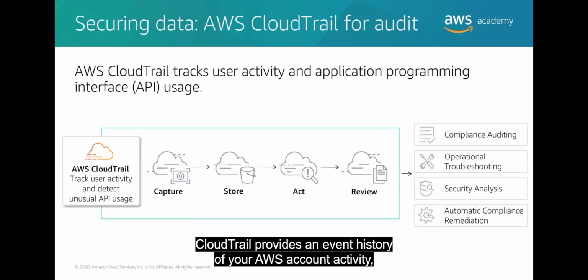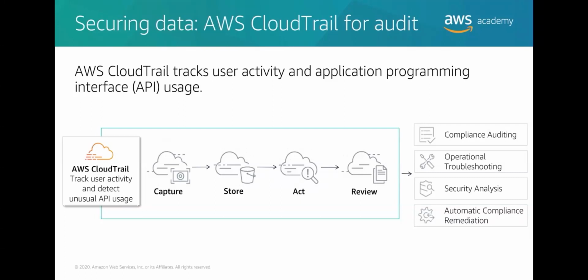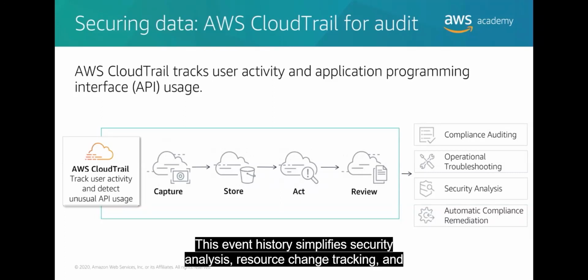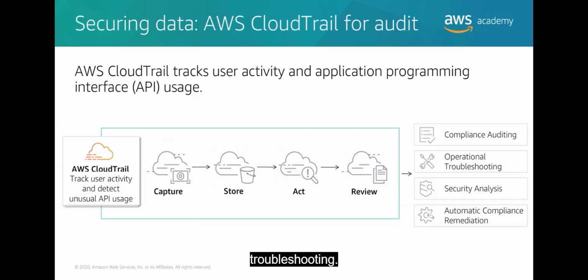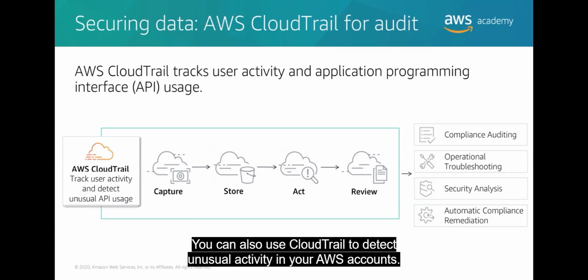CloudTrail provides an event history of your AWS account activity, including actions taken through the AWS Management Console, AWS SDKs, command line tools, and other AWS services. This event history simplifies security analysis, resource change tracking, and troubleshooting. You can also use CloudTrail to detect unusual activity in your AWS accounts. All these features can help you simplify operational analysis and troubleshooting.